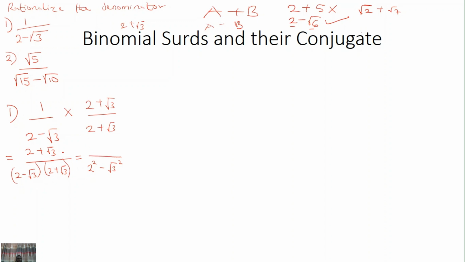And the numerator will be 2 plus root 3. This is going to give us 2 plus root 3 all over 4 minus root 3 squared, which is equal to 3. So this will be equal to 2 plus root 3 all over 1, and this will be equal to 2 plus root 3. And this is our final answer.